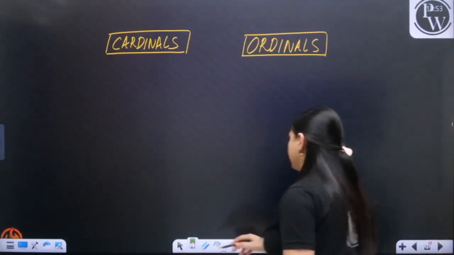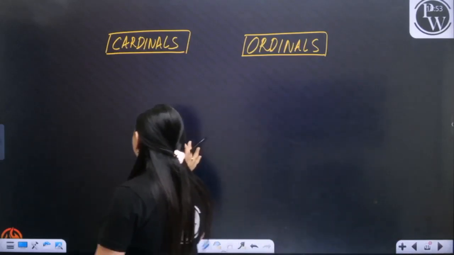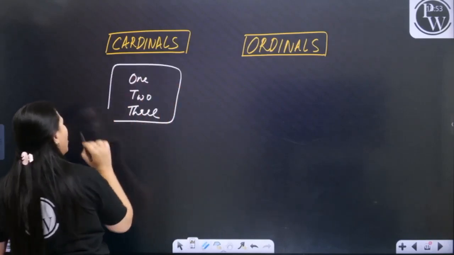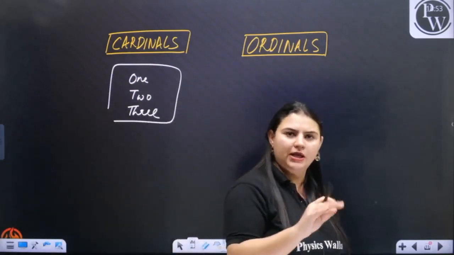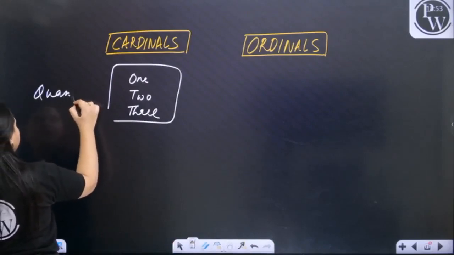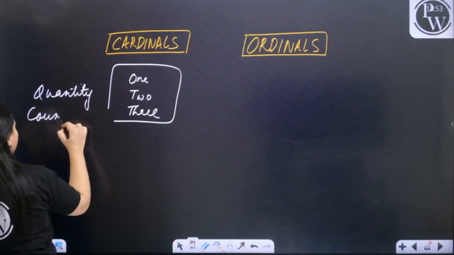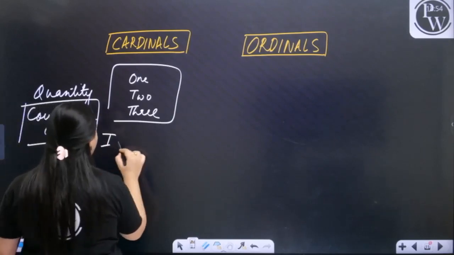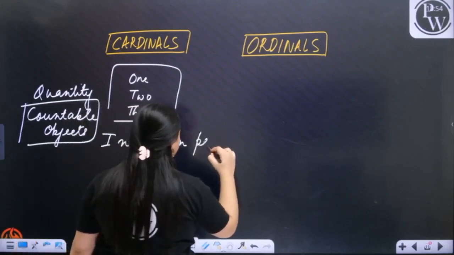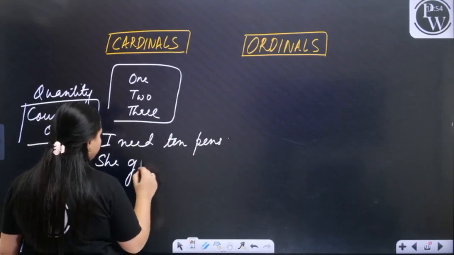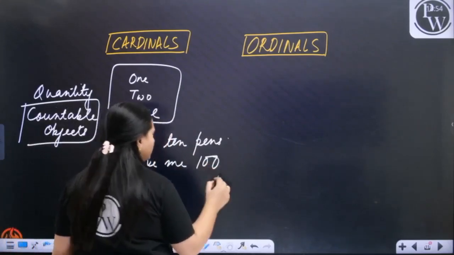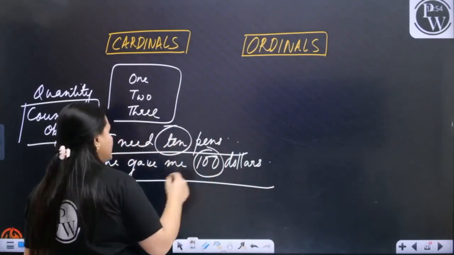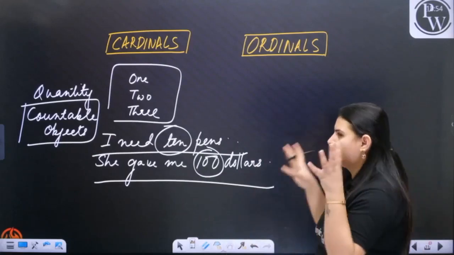We'll talk about cardinals and ordinals. Cardinals or ordinals, the examples were already written. Now, what are cardinals? Cardinals are basically 1, 2, 3, 4. Now, the cardinals are also used to tell the quantity, basically the quantity when we count the things. We use them for countable objects. For example, I need 10 pens. She gave me $100. These can be counted. That is why we put it under the cardinals.